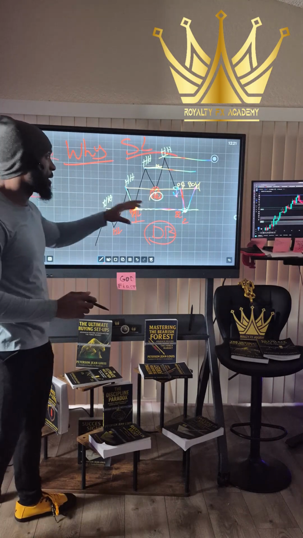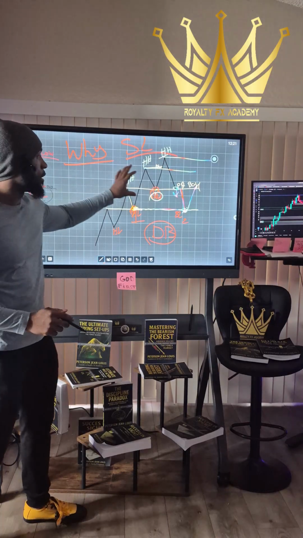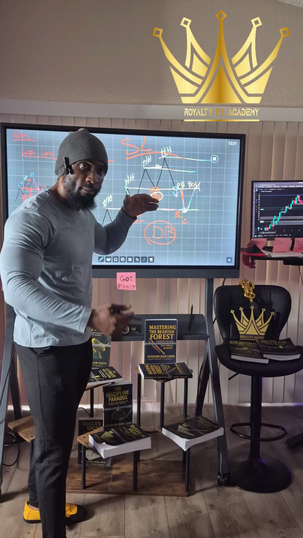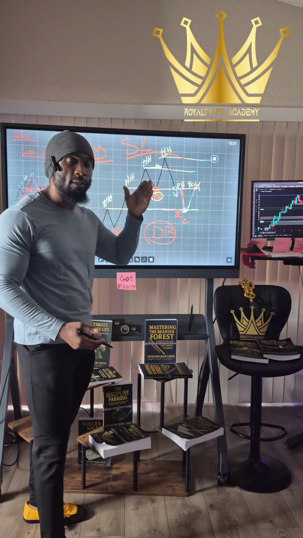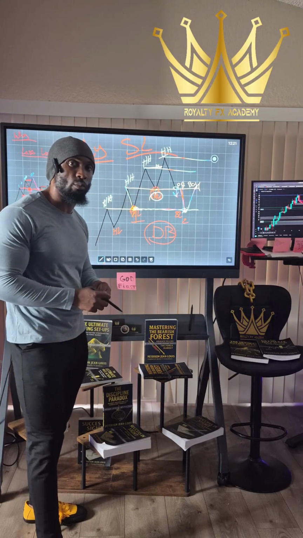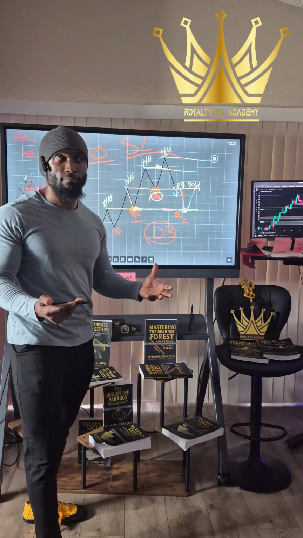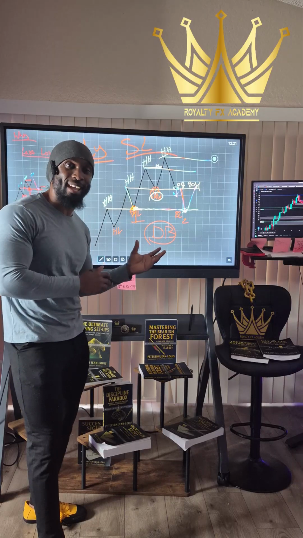Now again, the why is we place our stop loss at the last low because it's far enough at the previous structure point. If the market was to go to that previous structure point, it would have to be a trend reversal. It would have to be that.